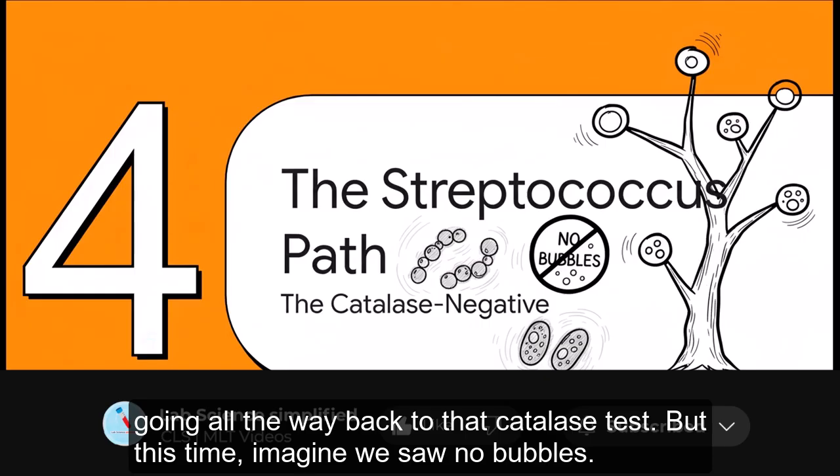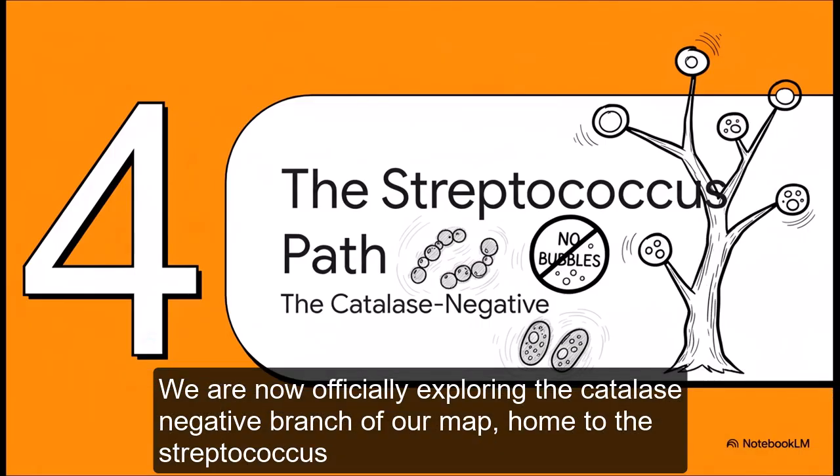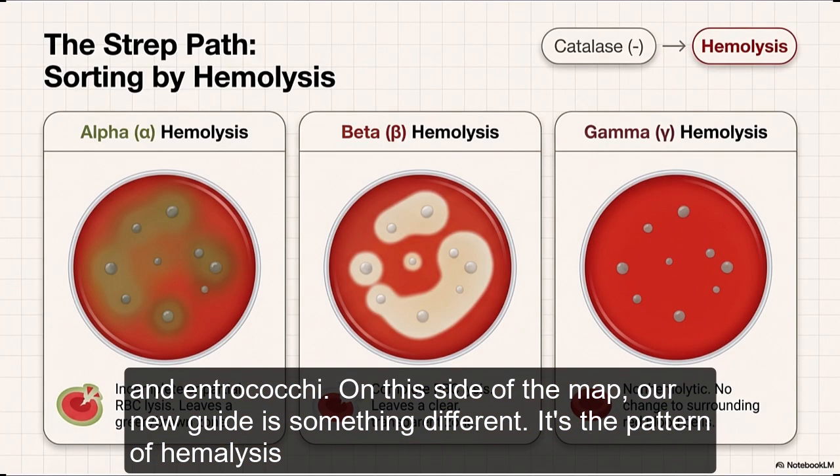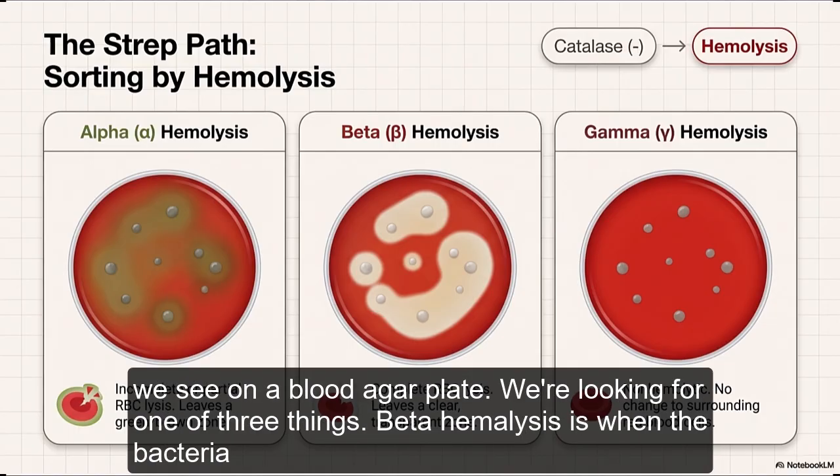But this time, imagine we saw no bubbles. We are now officially exploring the Catalase-Negative branch of our map, home to the Streptococcus and Enterococci. On this side of the map, our new guide is something different. It's the pattern of hemolysis we see on a blood agar plate. We're looking for one of 3 things.